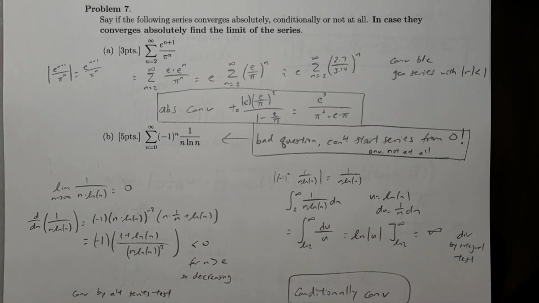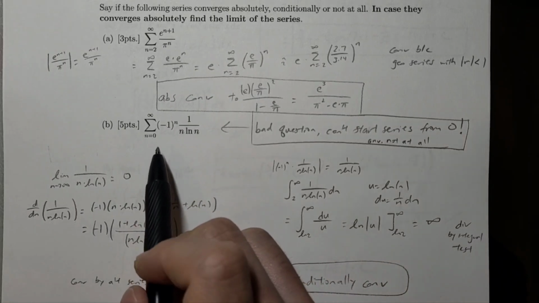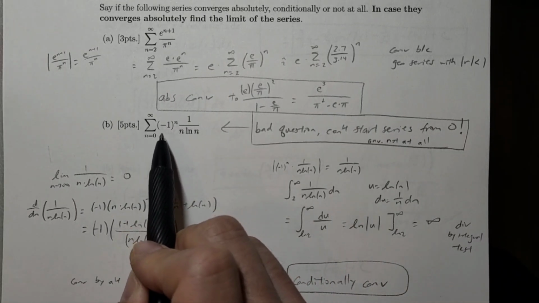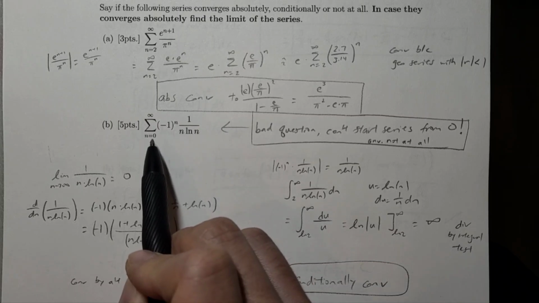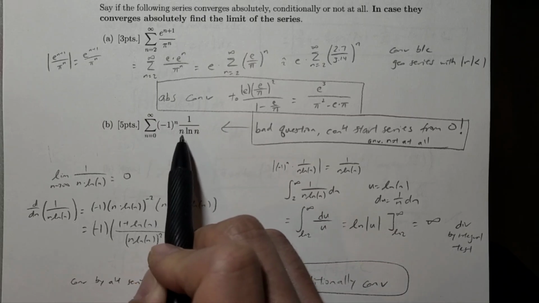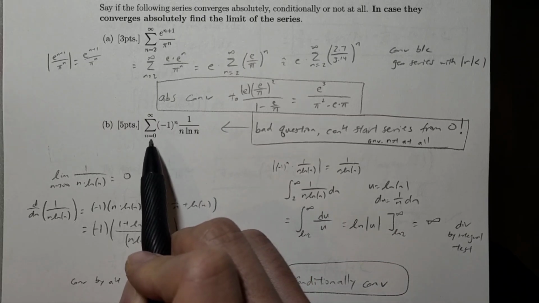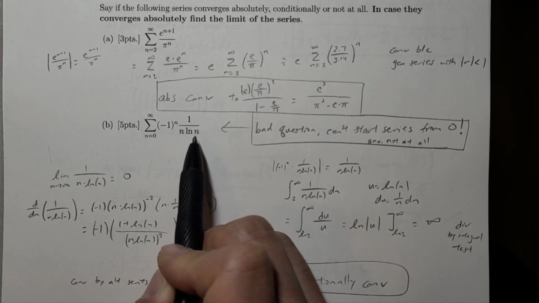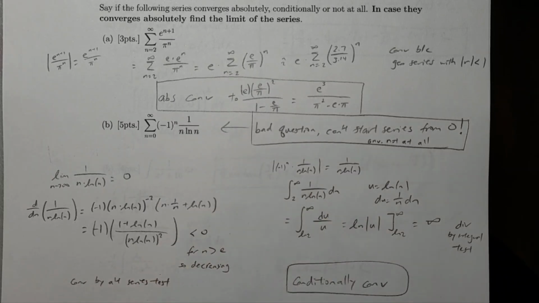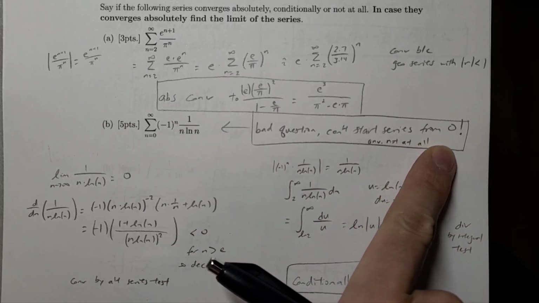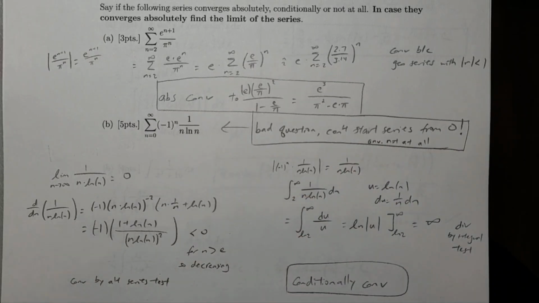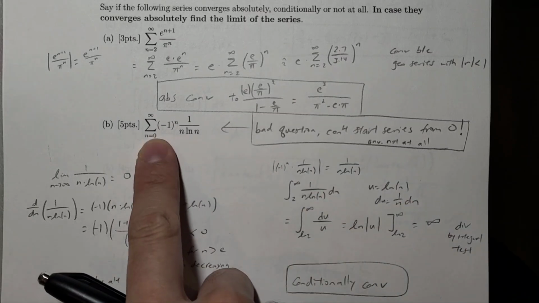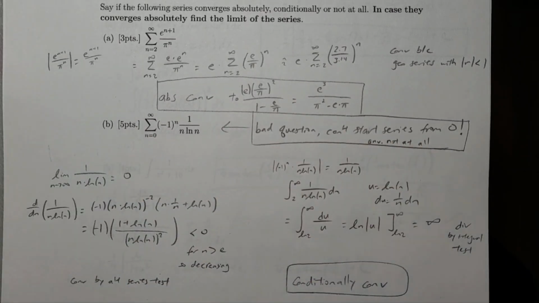Okay? Part B, this one, summation as n goes from 0 to infinity, minus 1 to the n times 1 over n ln n. How in the world would you start from n as 0? Undefined. How in the world would you start even from n as 1? ln of 1 is 0. Undefined. This is a bad question. You can't start the series from 0. So it's not convergent at all. Okay? So if this is the actual trick to this question, it's not convergent at all.